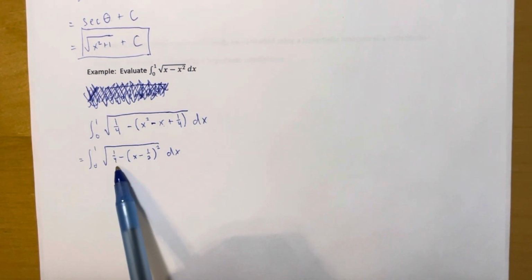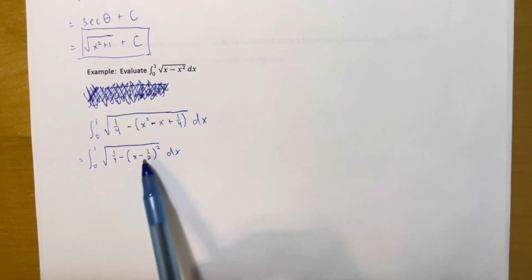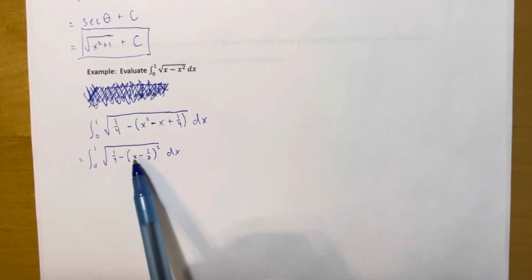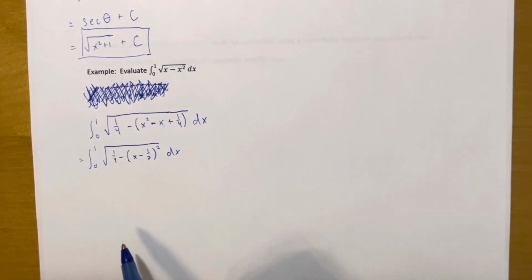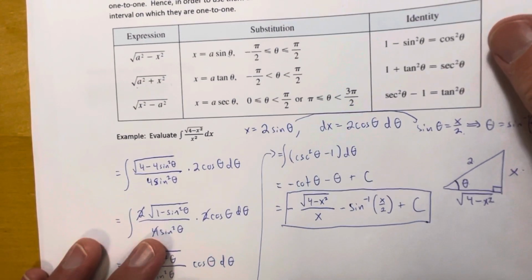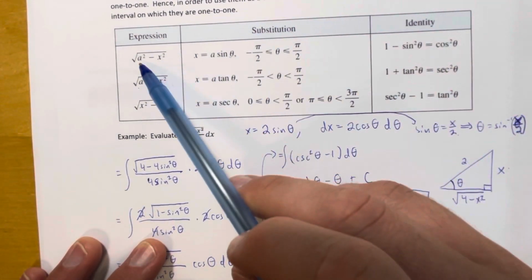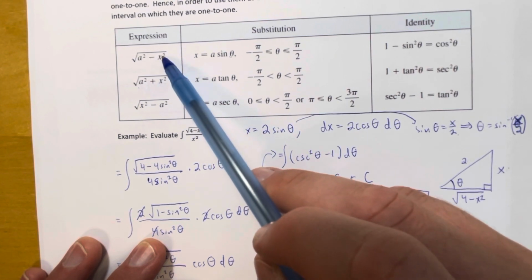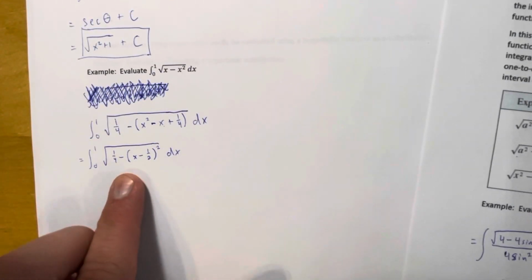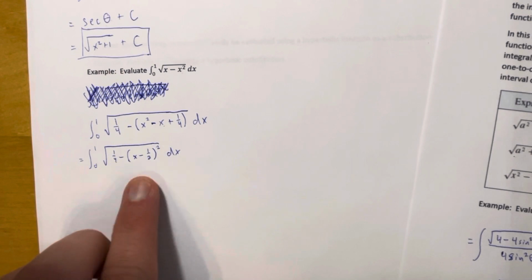We have a constant minus, not an x squared, but an expression that's almost an x squared. So how do we approach this? Well, first of all, which of the expressions in our table is this most similar to? I have a constant squared minus an x squared here. That's the closest that I can get to this.